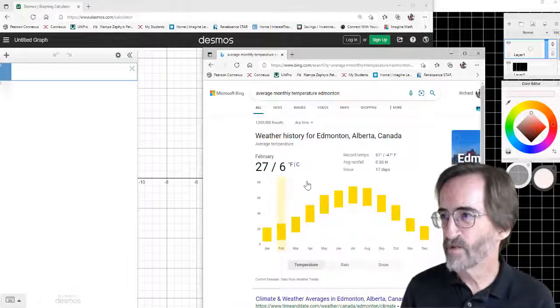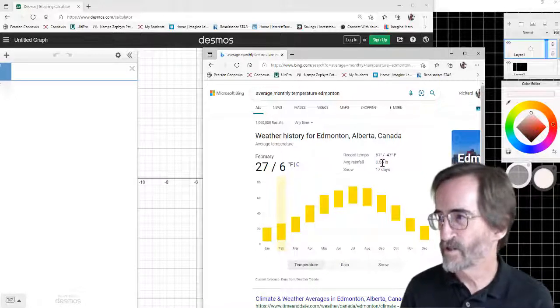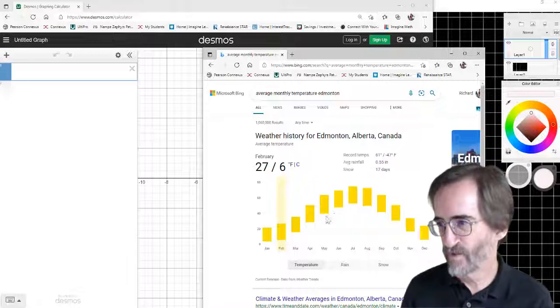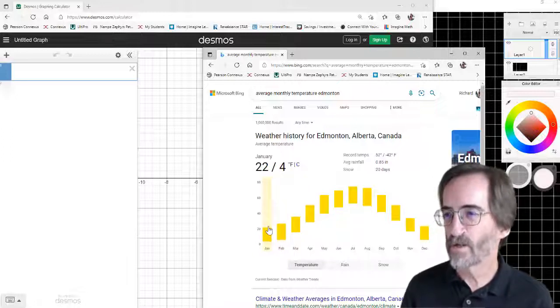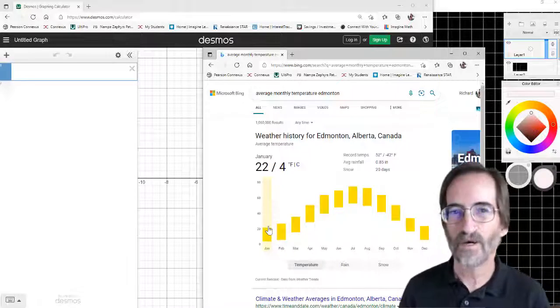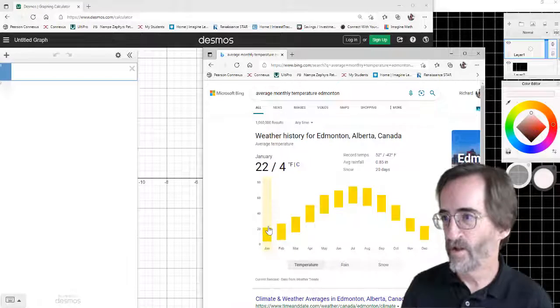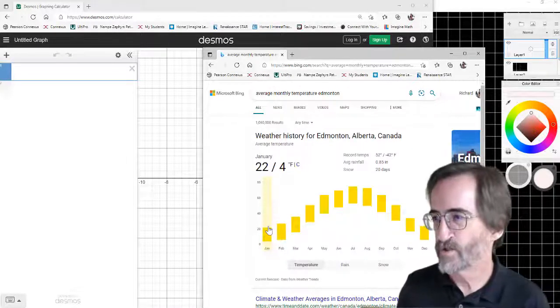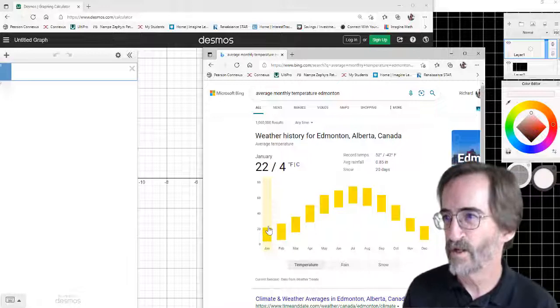Okay, and so here we go. Here's weather history for Edmonton, Alberta, Canada, which doesn't give me the latitude. It doesn't, but I can look up the latitude. Okay, and so we can click on each of these and record the values for the average daily high temperatures. And what you see are the low and high. So I'm going to record the high.